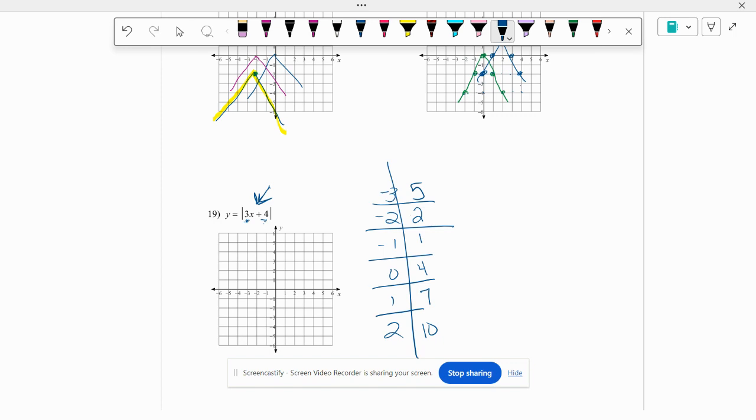We need to go, are we getting smaller and then larger again? Yeah, we already have a vertex. So when x is -3, y is 5. When x is -2, y is 2. When x is -1, y is 1. What am I doing wrong here? -3, +5, -2, +2.